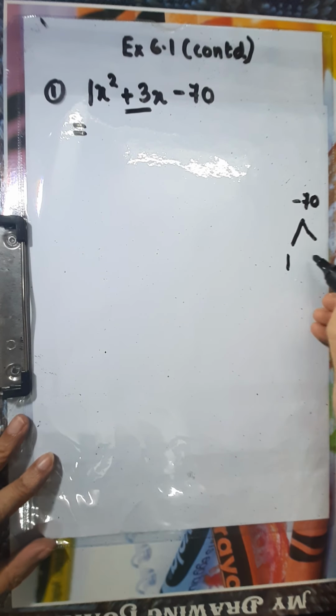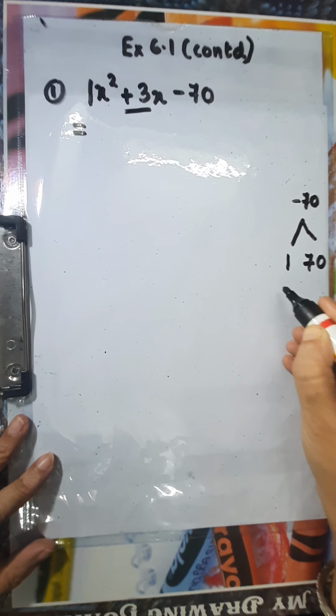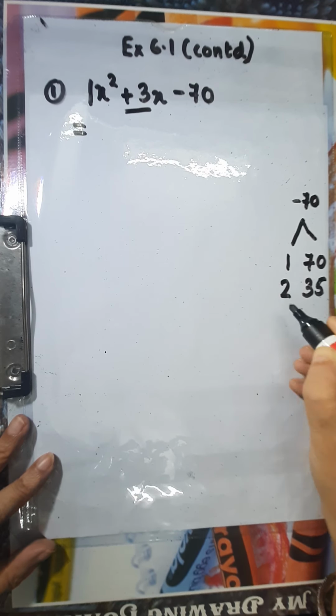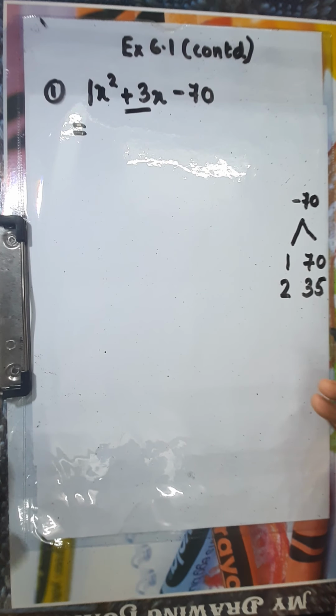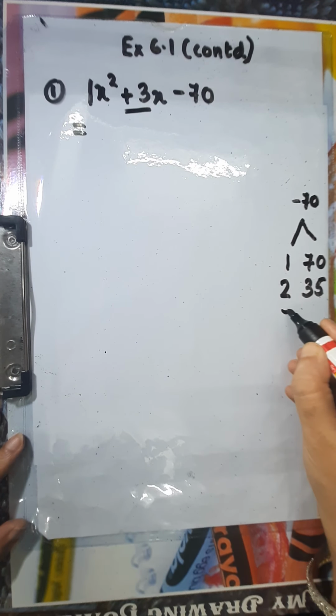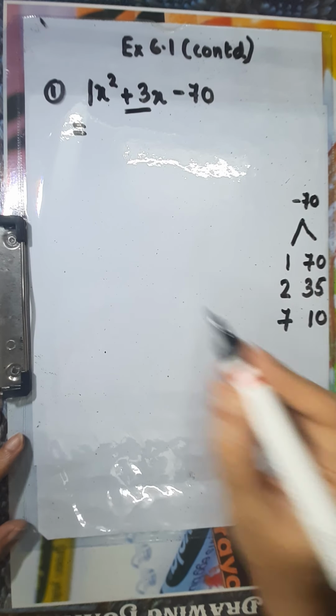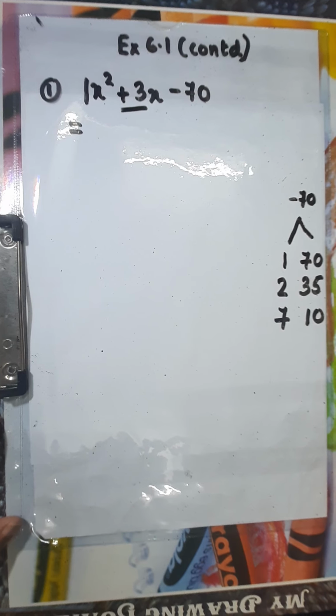Now you tell me, tables of 70 and 1 of no use, 2 and 35 again of no use. When I minus it, am I getting 3? No, right? 3 doesn't go. Now the next table that goes is 7 and 10, right? When I minus 10 and 7, do I get 3? Yes, I get plus 3.